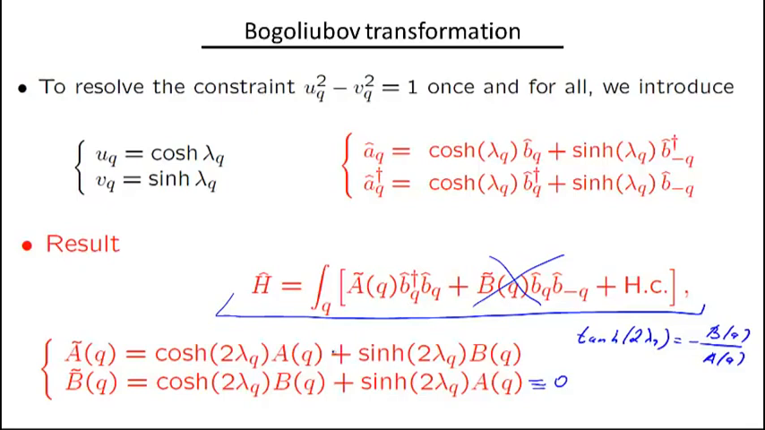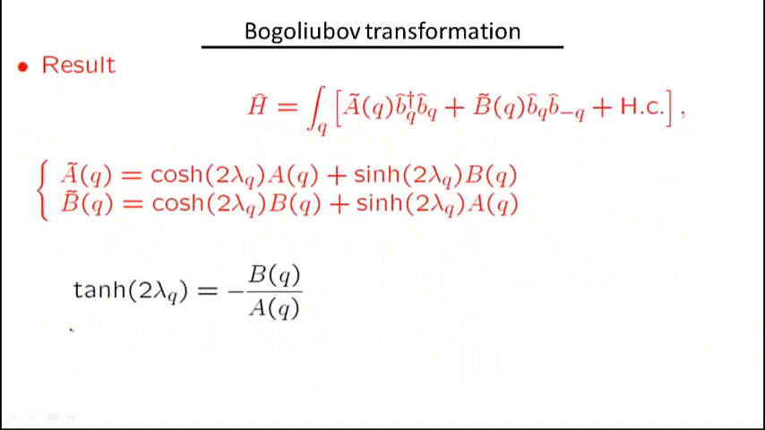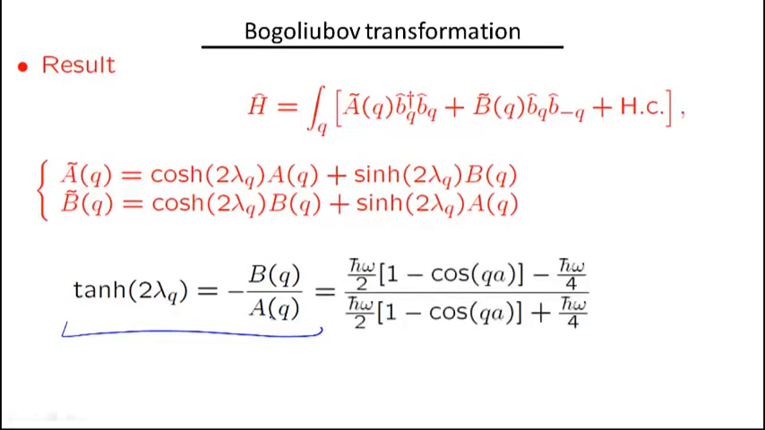So now let me clean it up a little bit and summarize things again. This is the result that we got. And also let me remind you that the original coefficients A of q and B of q we already know. We derived them in the previous part of this lecture. So here is their explicit form. This is explicitly B of q and this is explicitly A of q.